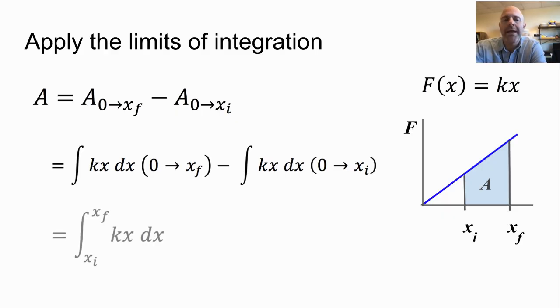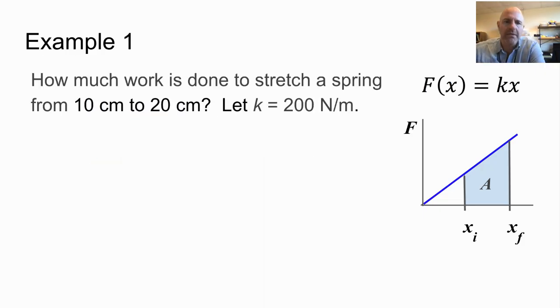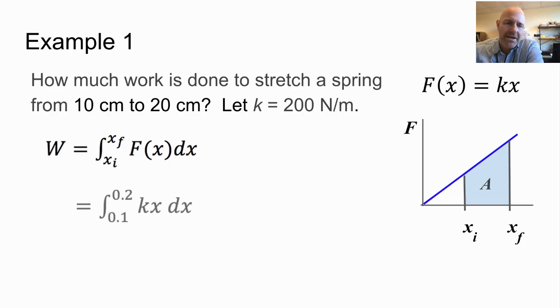We have a more compact notation for that, and that is this, where x initial and x final are the limits of integration. We're going to start at x initial and go to x final. How does that work? Well, let's take a look. If you integrate from, say, 10 to 20 centimeters here, if that's x initial and x final, we would write the work is equal to the integral of x initial to x final of force as a function of x, with respect to x. Those are 0.1 and 0.2 meters, respectively.